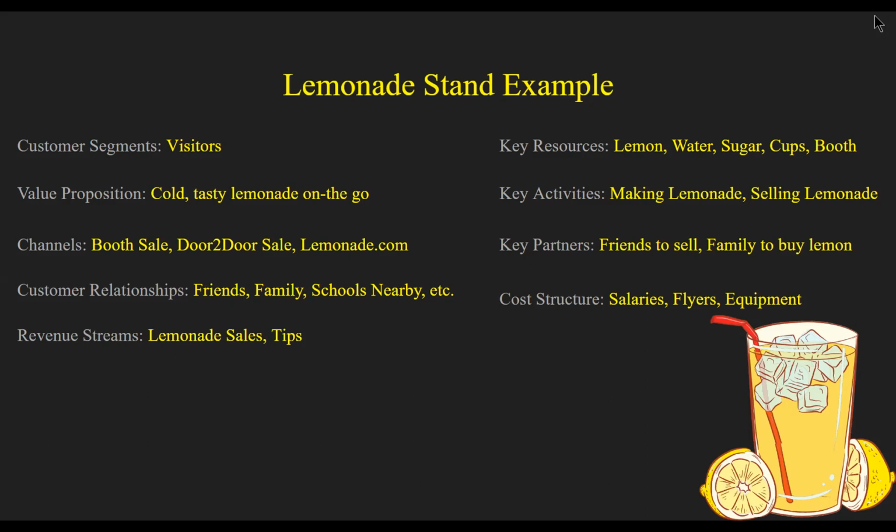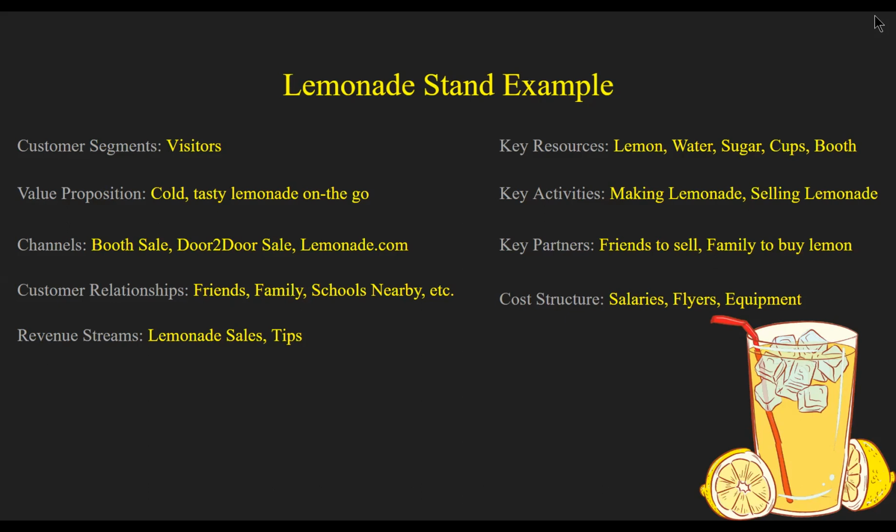The key resources of a lemonade business are that you need lemon, water, and sugar to make the lemonade, and you need cups and possibly a booth to serve the lemonade to the visitors. The key activities that form the business are to make lemonade and to sell lemonade. These are your basic key activities in a lemonade selling business.